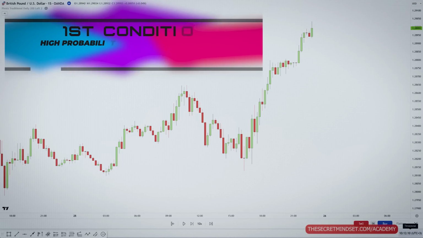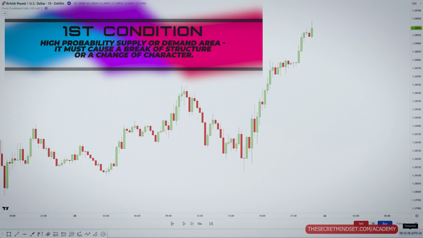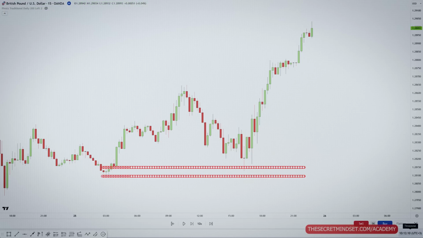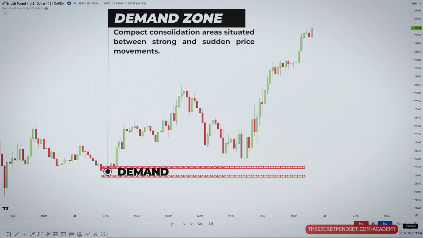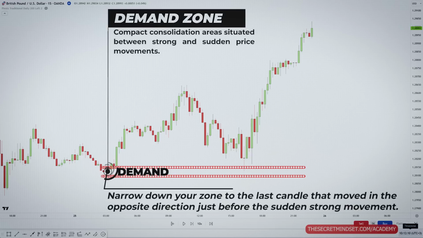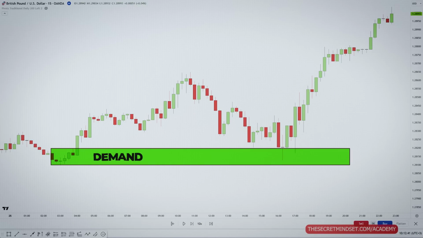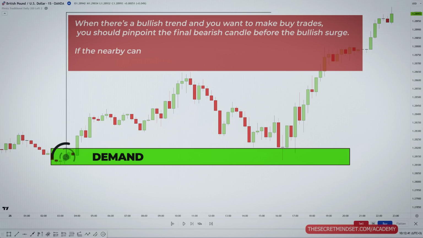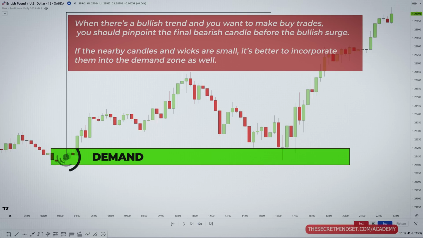So the first step is to find a high probability supply or demand area, meaning that area must cause a break of structure or a change of character. You can easily spot these zones because they appear as compact consolidation areas situated between strong and sudden price movements. You can narrow down your zone to the last candle that moved in the opposite direction just before the sudden strong movement. In this case, when there's a bullish trend and you want to make buy trades, you should pinpoint the final bearish candle before the bullish surge. If the nearby candles and wicks are small, it's better to incorporate them into the demand zone as well.